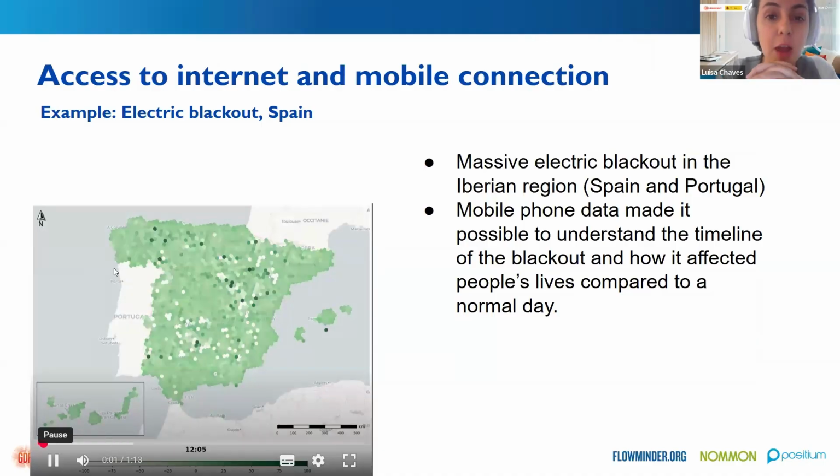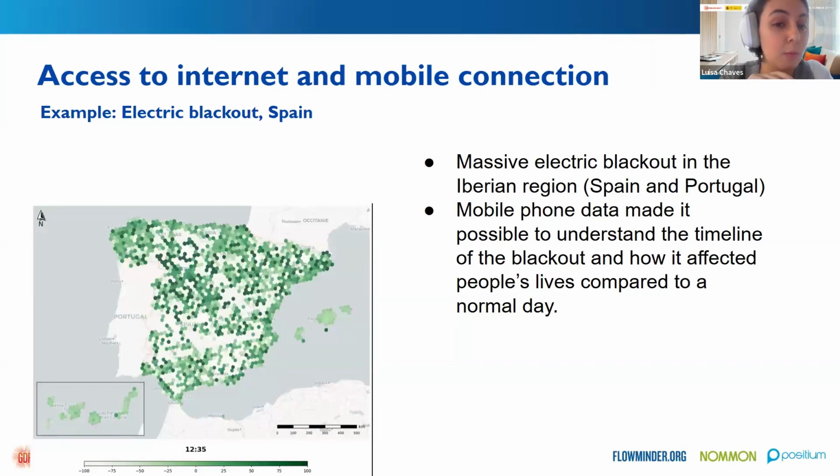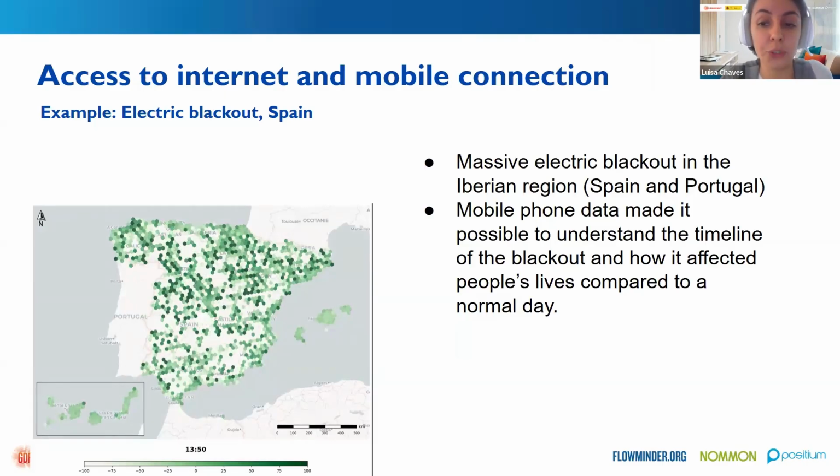To end this section, I want to highlight a slightly different use case that is also connected with population mapping, access to internet and mobile connection during crisis. The example we're looking at now is the blackout that occurred in Spain and Portugal on April 28th of this year. Mobile phone data made it possible to understand the timeline of the blackout and how it affected people's lives compared to a normal day.